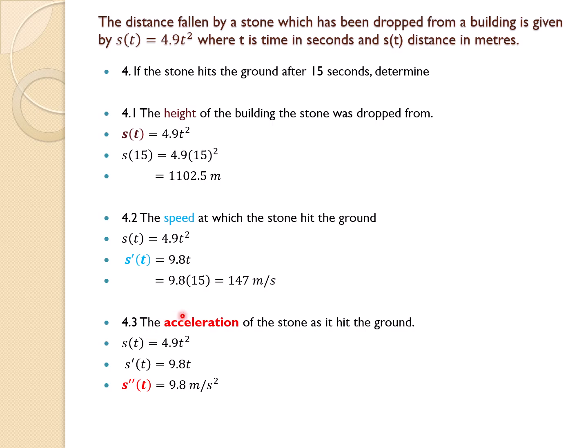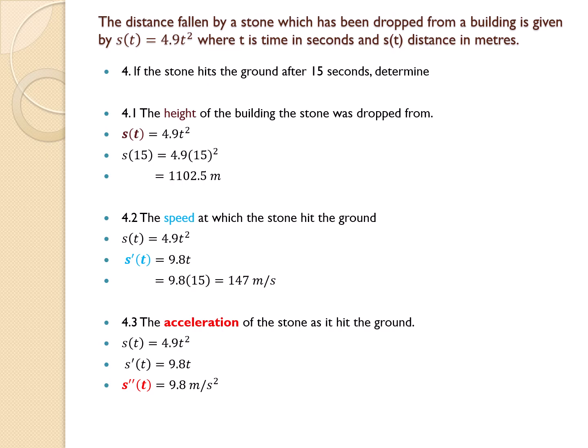4.3, we want the acceleration of the stone. As soon as I use acceleration, I want the second derivative of distance, or the first derivative of speed. The first derivative was 9.8t, so my second derivative, 1 times 9.8, gives me 9.8 meters per second squared. Right, so here are the key concepts we need to understand.